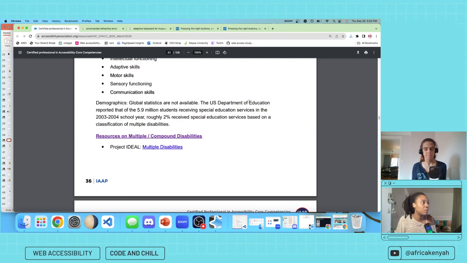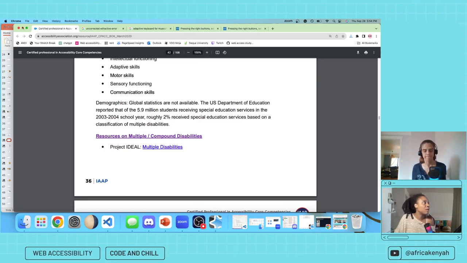According to the U.S. Department of Education, 5.9 million students received special education services in 2003 and 2004. Of them, roughly 2% received special education services based off of a classification of multiple disabilities.